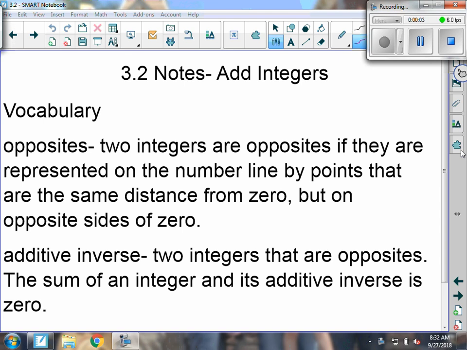Okay, we're going to talk about adding integers today. Two integers are opposites if they're represented on the number line by points that are the same distance from 0, but on opposite sides of 0, like 5 and -5. Additive inverse means when we add these opposites together, they will add to equal 0. And we'll talk a little bit more about this later.